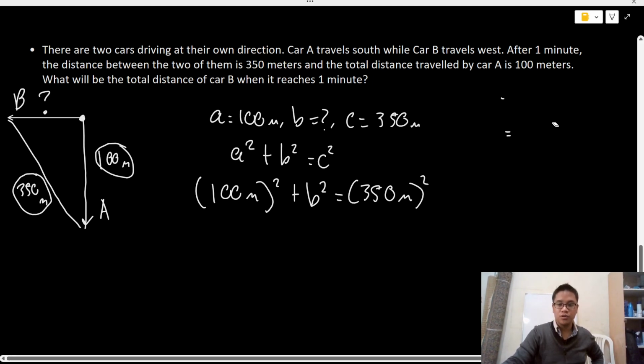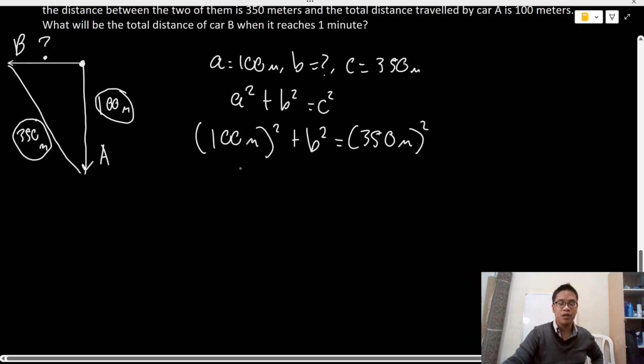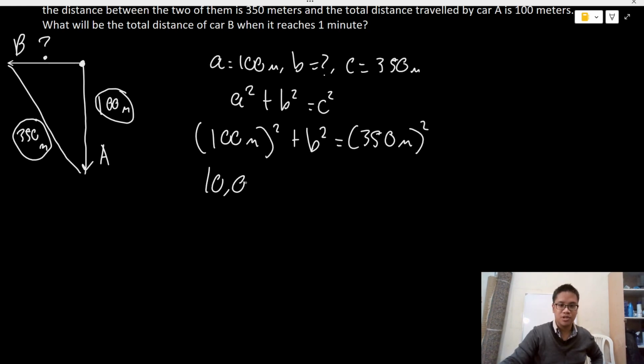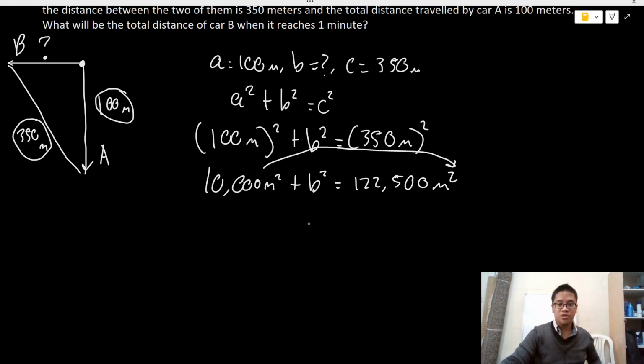So here, what I can do first is expand them. The square of 100, I do believe, is 10,000 square meters. Plus b squared is equal to the square of 350, which is 122,500 square meters. So I'll transpose 10,000 square meters so that I can find my b squared, or so that I can find my b.